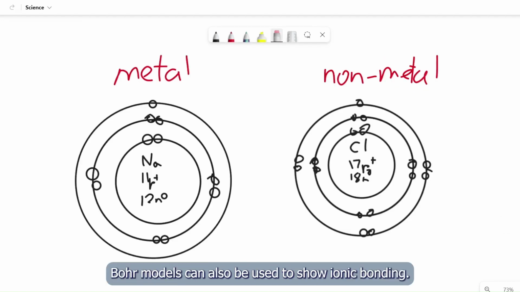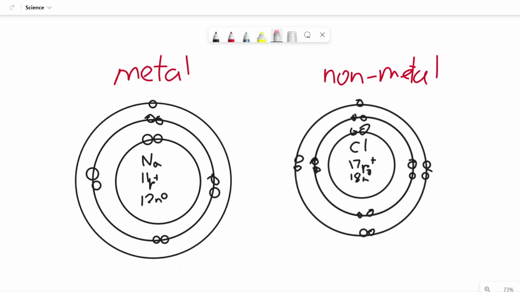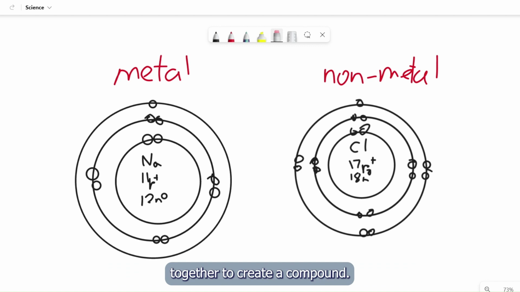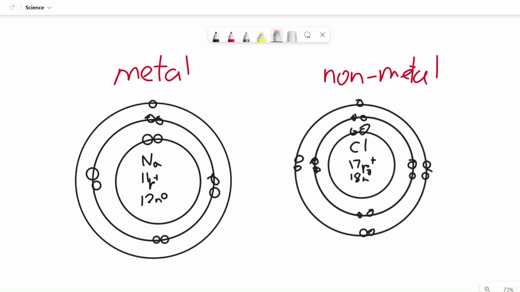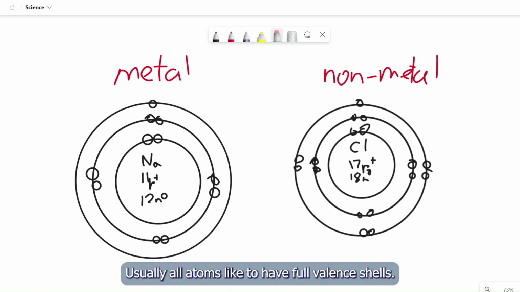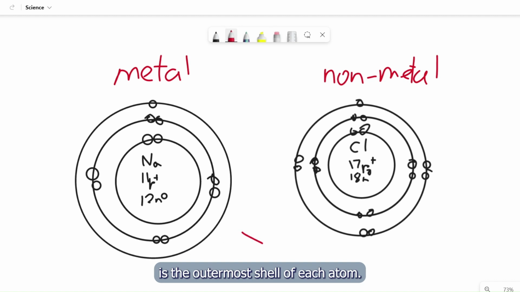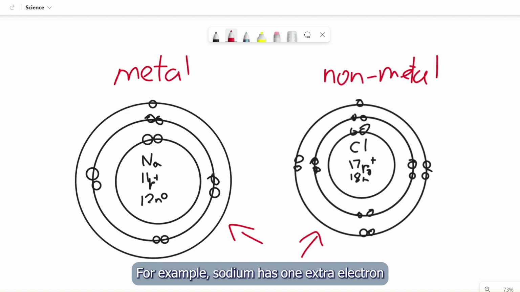Bohr models can also be used to show ionic bonding. Ionic bonding is when a metal and a non-metal combine together to create a compound. For example, here is sodium and chlorine. Usually, all atoms like to have full valence shells. The valence shell is the outermost shell of each atom. For example, sodium has 1 extra electron, and chlorine is missing 1 electron.